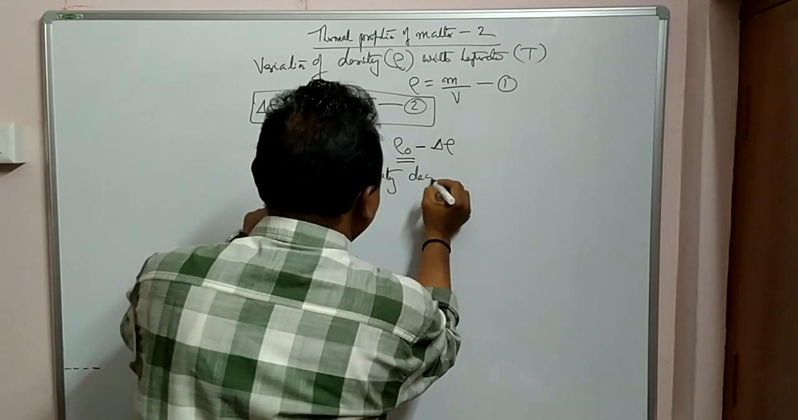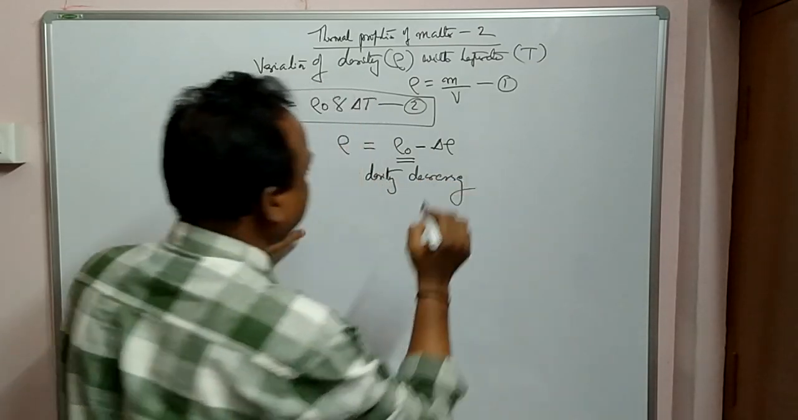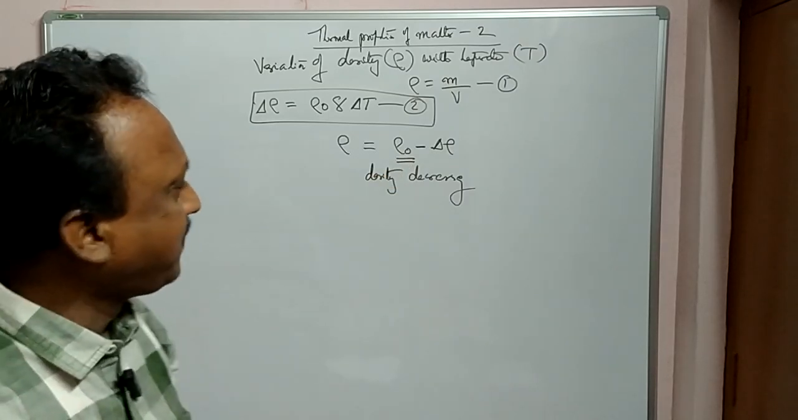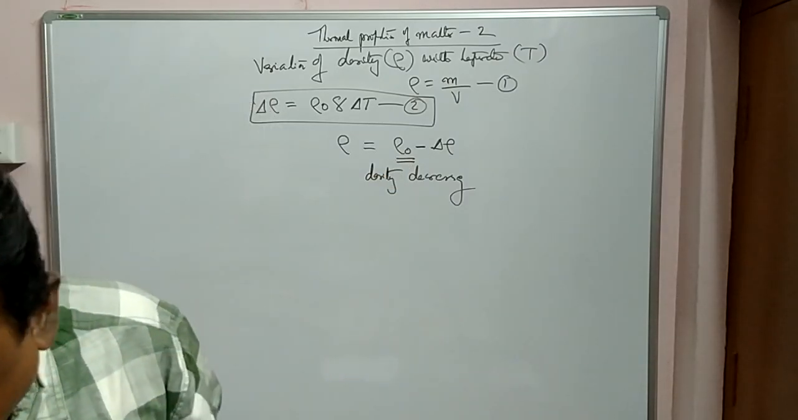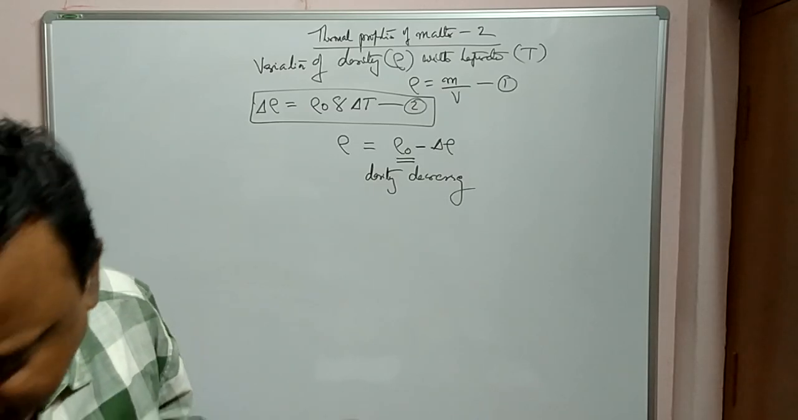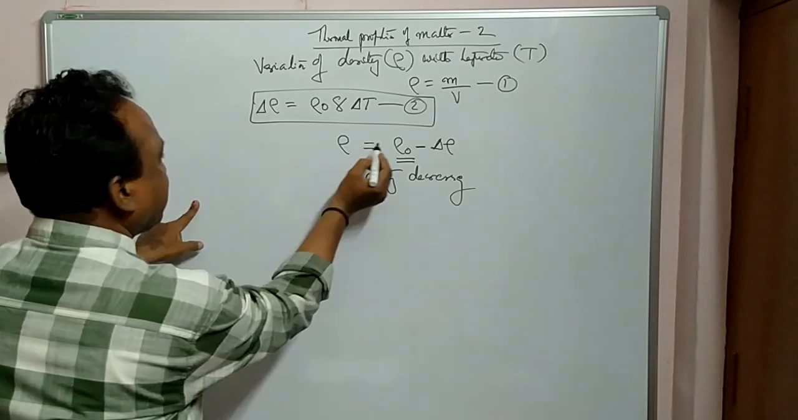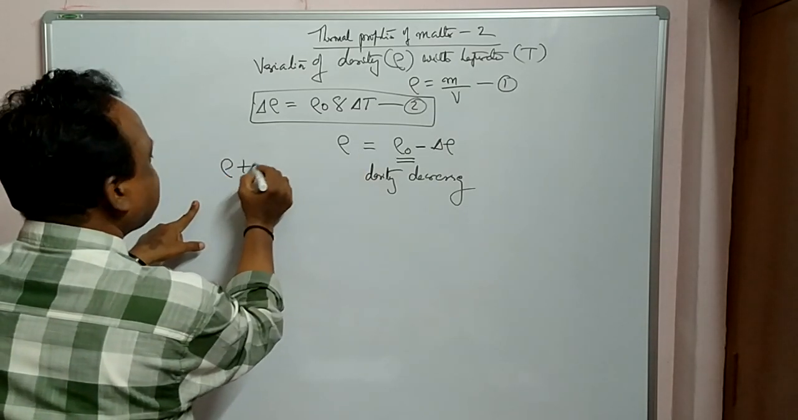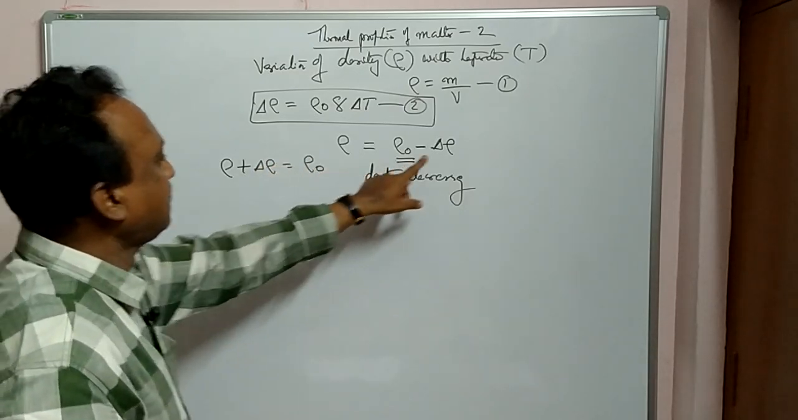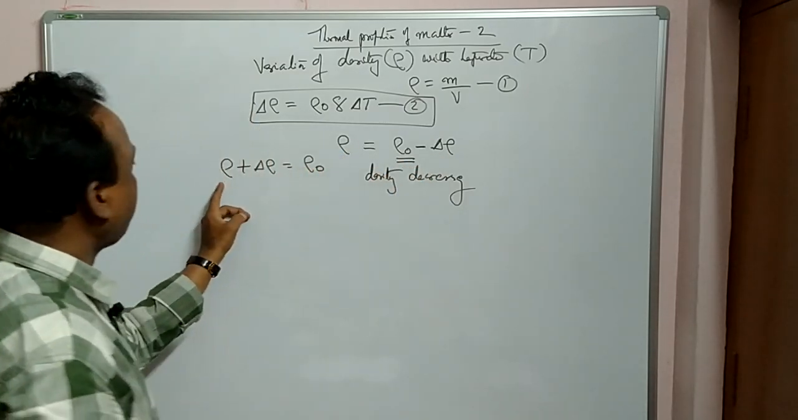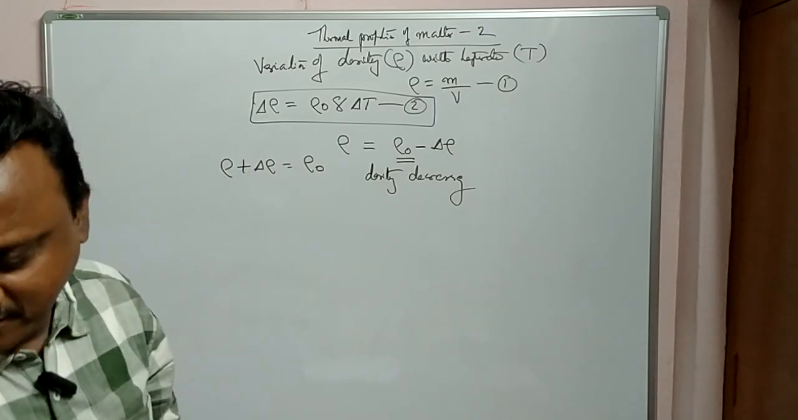Density decreasing. The equation tells rho 0 minus delta rho, and density is decreasing. So finally you can write like this. From this equation, rho plus delta rho is equal to rho 0.